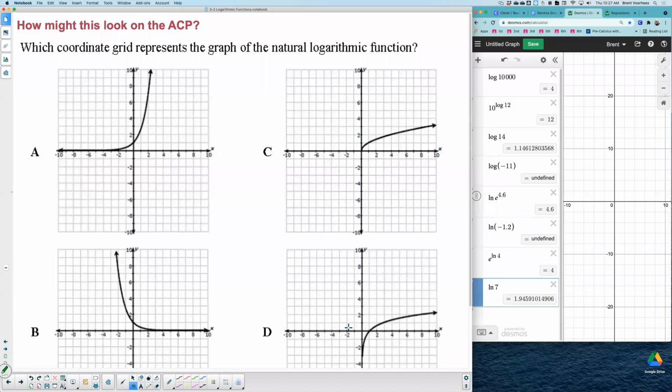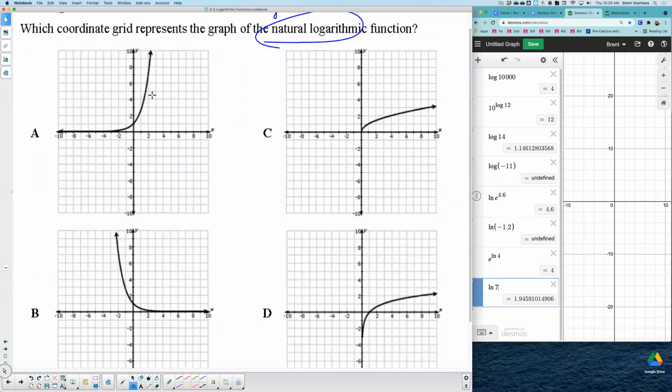All right, let's take a look at an ACP question. This one's really based off of your knowledge of the vocabulary. It says, which graph represents the graph of a natural logarithmic function? If you did not know, you could just type this in the calculator as ln of x. Natural logarithm is ln. So you could just say y equals ln of x and look, but hopefully after this lesson, you know which one would be logarithmic. What's this one right here? Exponential growth. What's B? Exponential decay. That's not it.